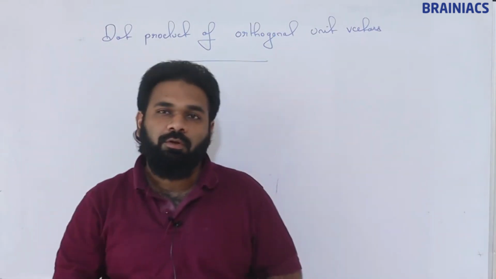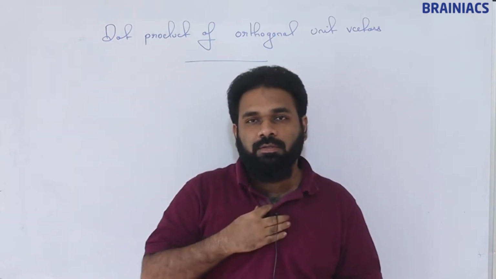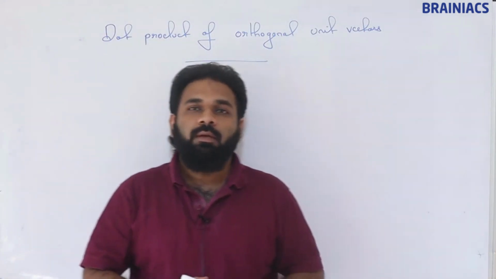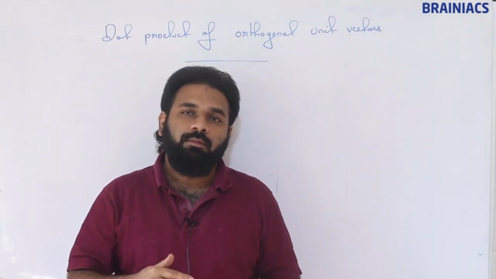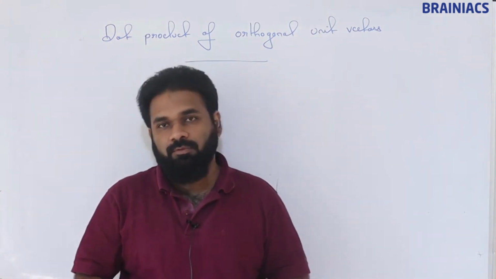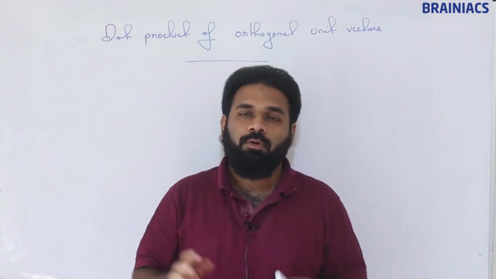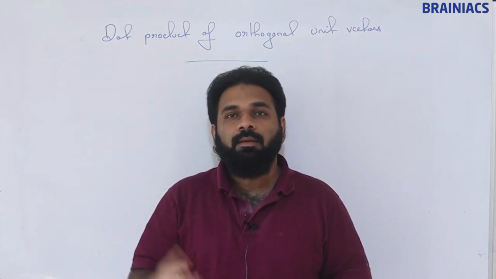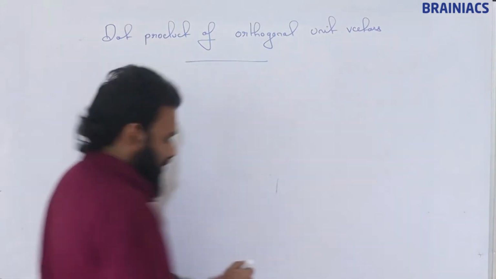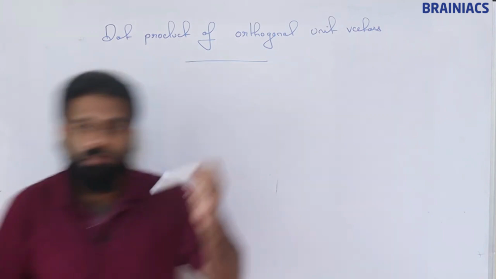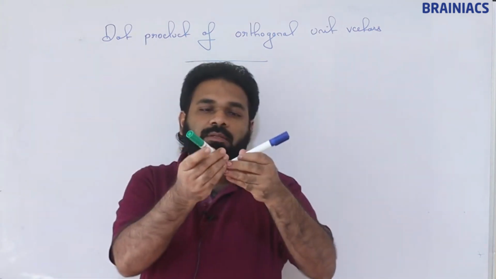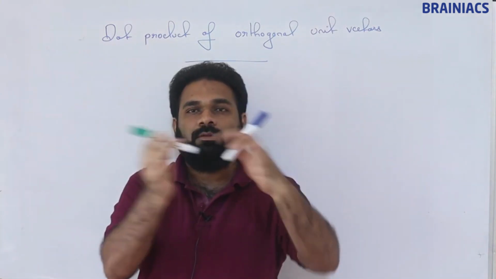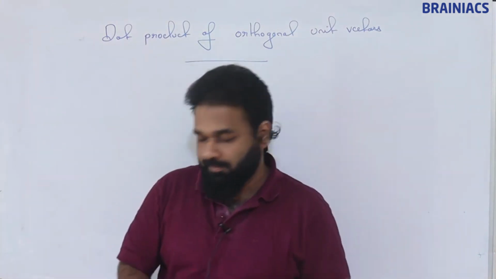Now see the dot product of orthogonal unit vectors. What do we mean by orthogonal? Orthogonal means a vector is at 90 degrees to another vector. If we say vector A is orthogonal to vector B, it means that vector A and vector B are at 90 degrees. Suppose this is one vector and this is another vector, and they are at 90 degrees. So these two are orthogonal vectors.